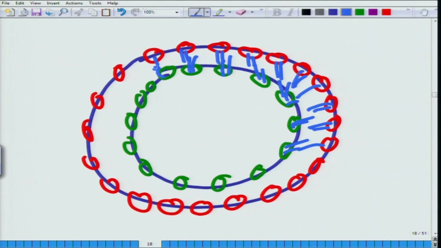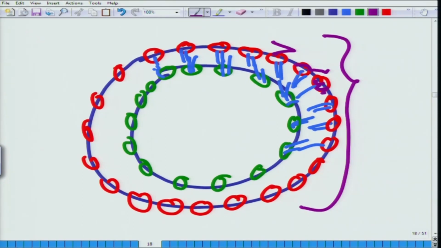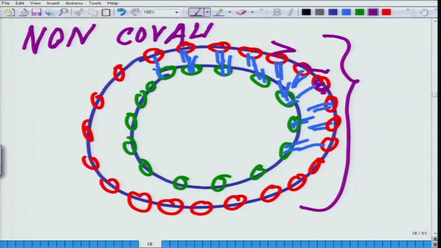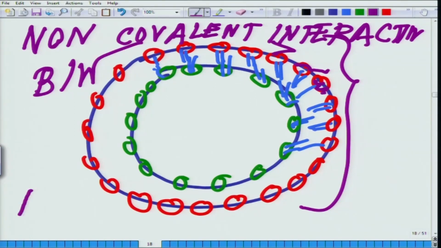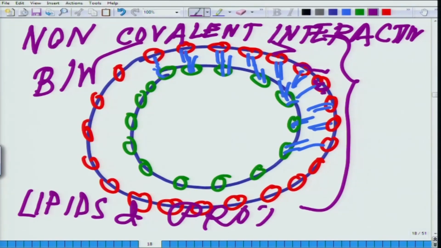Okay. So, what is very important here is that these lipids and the proteins which are attached, say for example, there are different kinds of proteins, let me use another color which will make it easier, like the proteins which are attached likewise. All these arrangements are basically a non-covalent interaction between lipids and proteins. This is very, very important, non-covalent interaction between lipids and proteins.